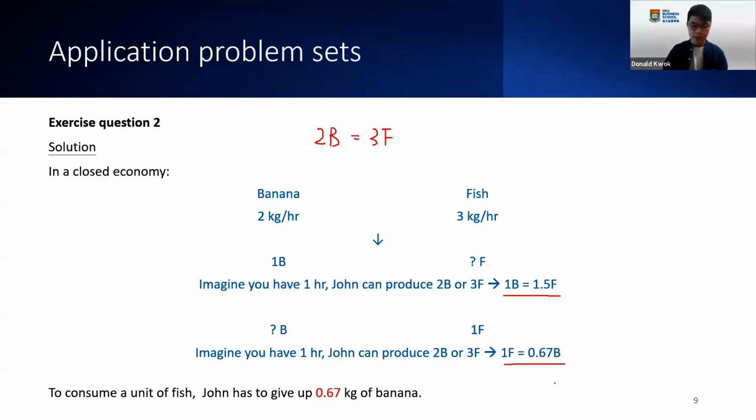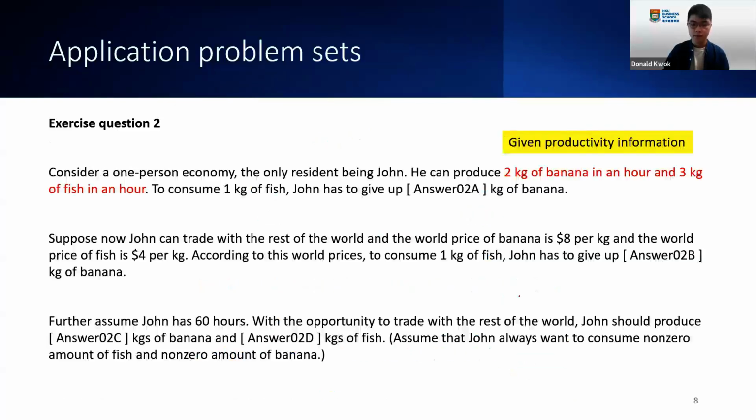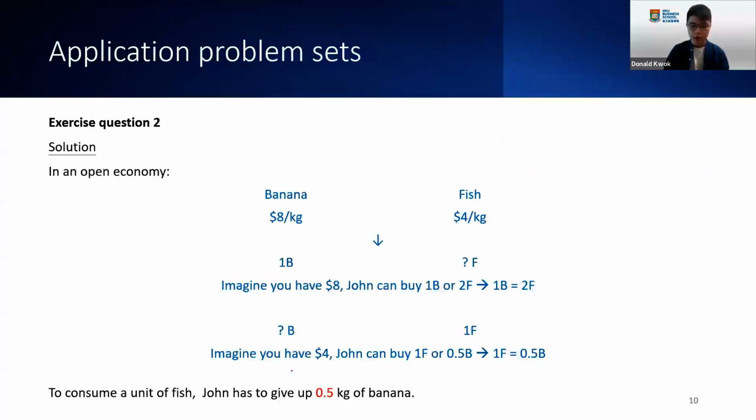And the result is as follows. To consume a unit of fish, John has to give up 0.67 units of banana. All right, so how about the second part? Basically, the same number as in exercise question 1. We have the same world price of banana, $8, and the same world price of fish, $4. So John will have to give up 0.5 kg of banana to consume a unit of fish. I'm not going into the details for this part again.